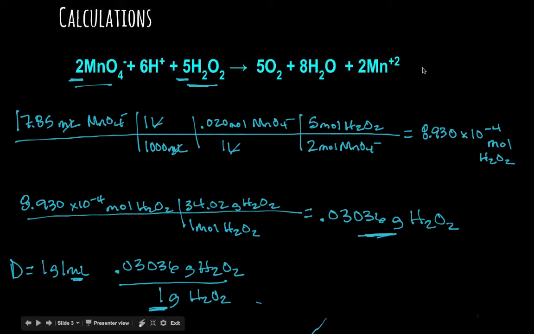So you're going to take grams in your sample divided by total grams that you tested times 100, and that's going to give me a percent. So if I do that calculation, I get 3.036% hydrogen peroxide. So that's really close to the 3% that it's supposed to be.